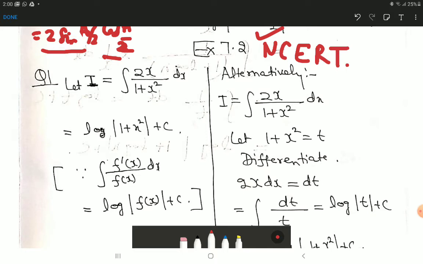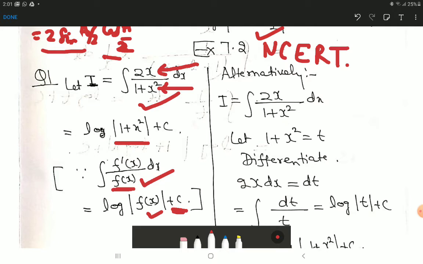This is the first question. I is equal to integration of 2x upon 1 plus x square dx. If you think about the three theorems we have done, you will come to know that it is quite comparable to theorem number 2, where we have function in denominator and derivative in numerator. The same situation is applicable here. In denominator we have 1 plus x square, and in numerator we have its derivative. Derivative of 1 is 0 and that of x square is 2x dx. So it is just like integration of f dash x upon fx dx. So answer should be log of fx, that is log of denominator plus c. So here the answer should be log of 1 plus x square plus c.